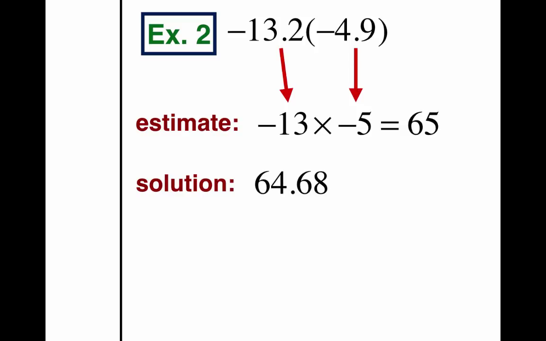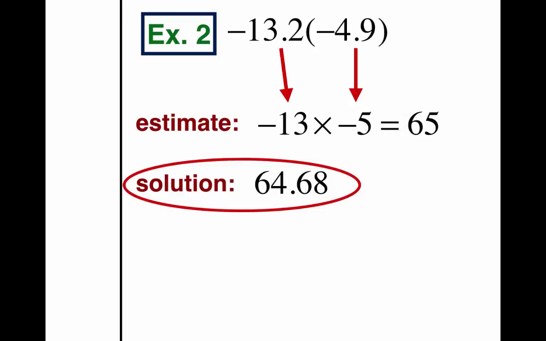I got 64.68. That is really close. Oh, that must be right. Close to our estimate. Now make sure you're putting this in your own calculator too, just to double check your work and my work. All right, so your turn, grabbing that calculator.